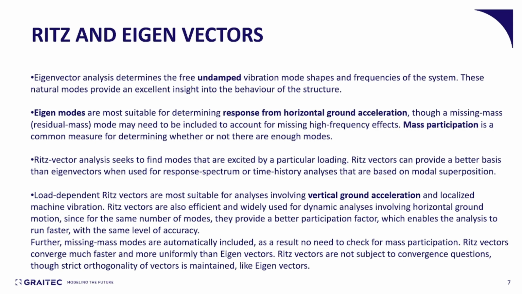Further, missing mass modes are automatically included. As a result, there is no need to check for mass participation. Ritz vectors converge much faster and more uniformly than the eigen vectors.